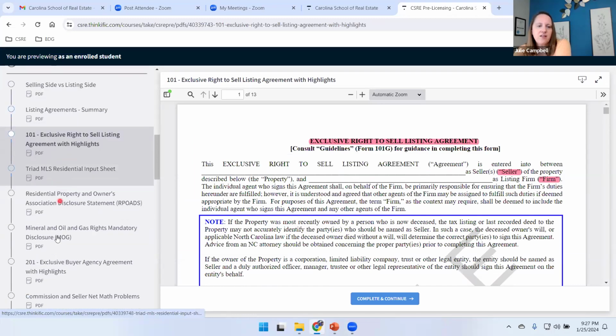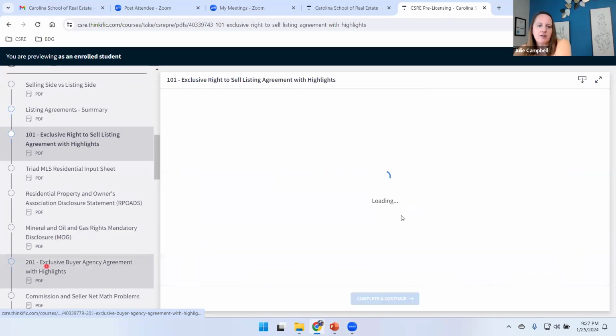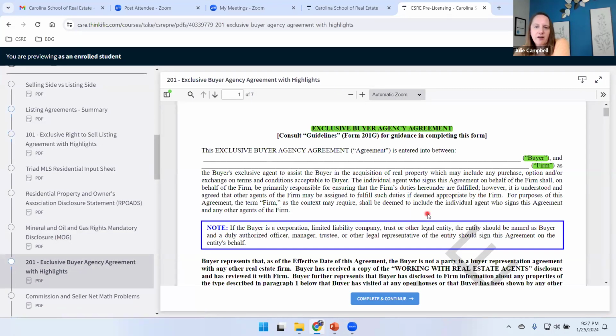And then also in the Unit 8 material, we have the exclusive buyer agency agreement. Again, with highlights, they're highlighted because they're in the syllabus. So we'll look at these. I do encourage you to look ahead.